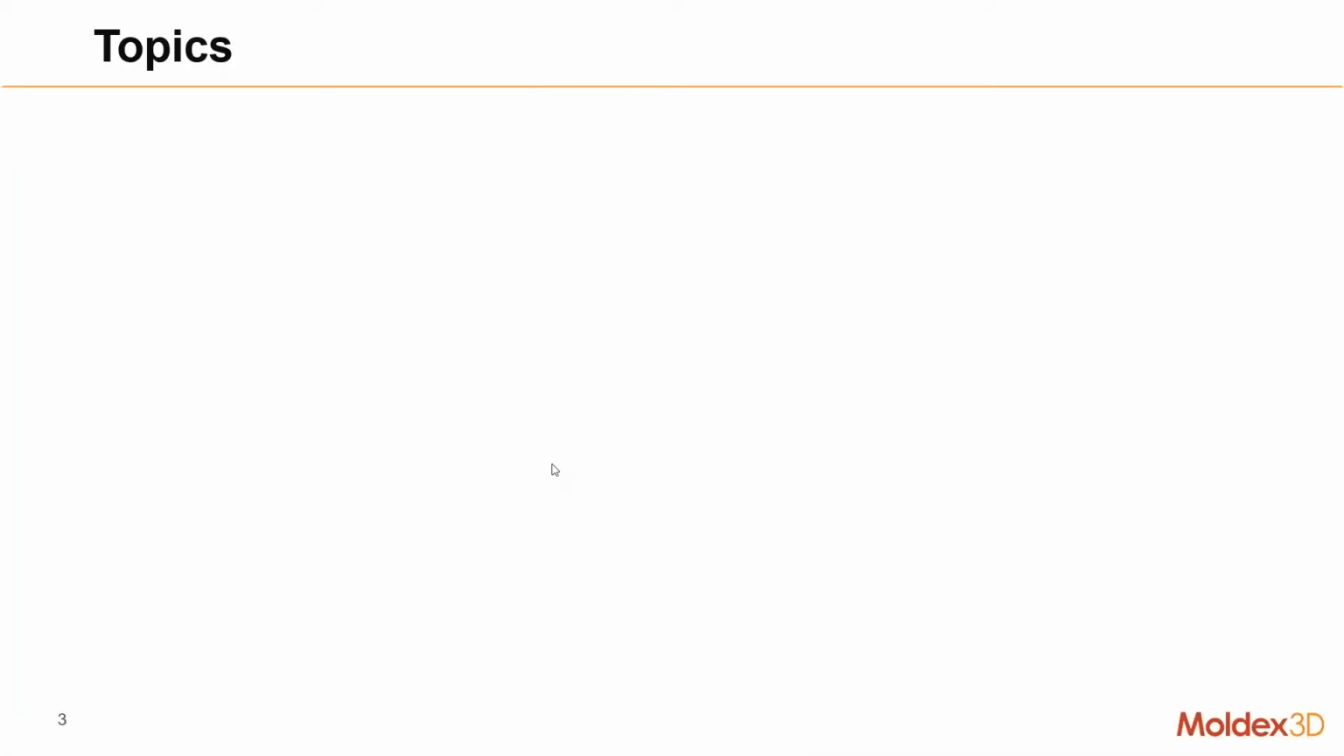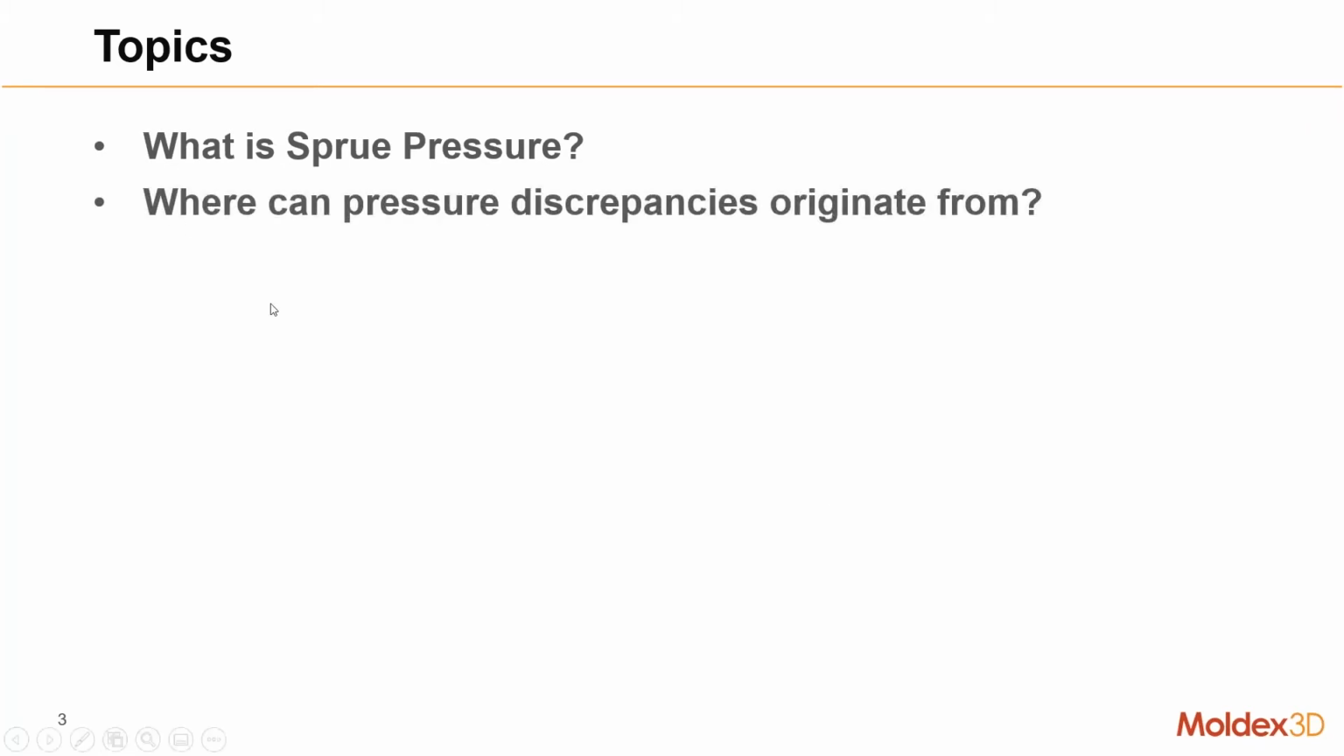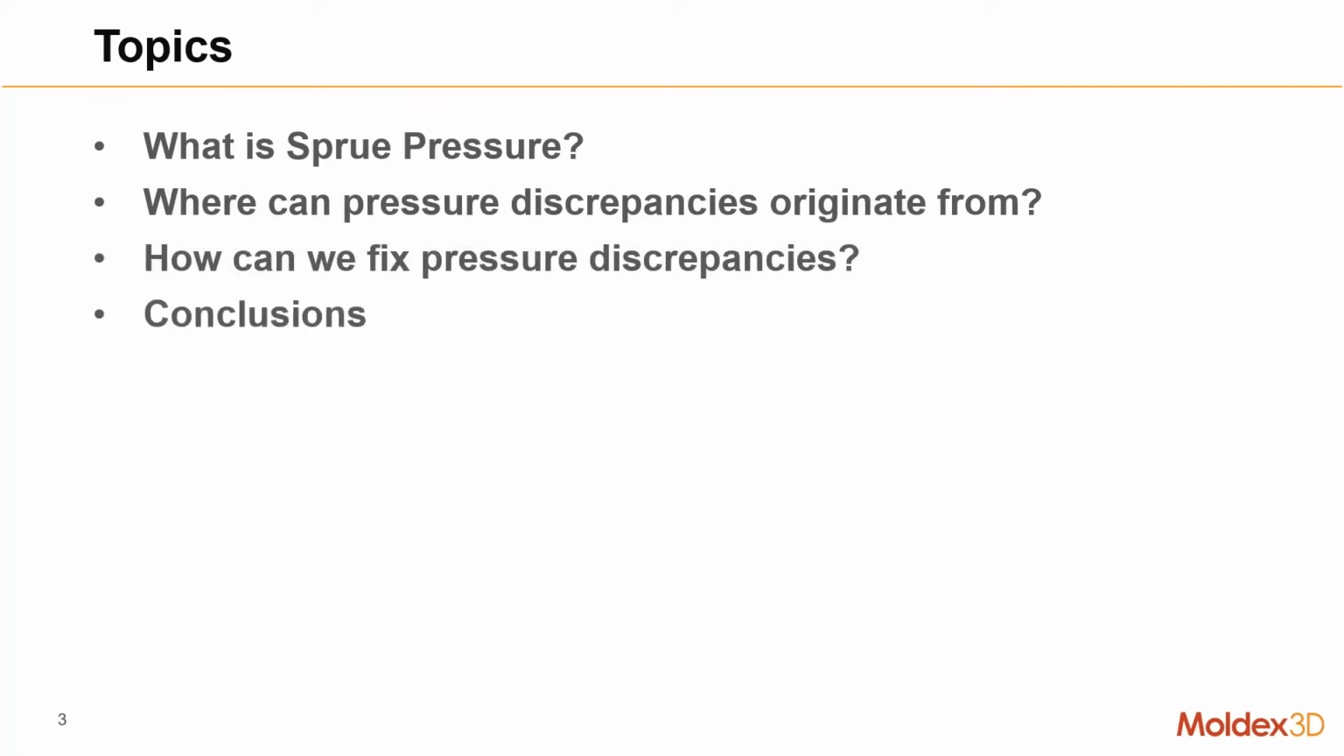All right, so the topics that we're going to be going over, first of all, what is sprue pressure? So maybe if anybody doesn't know what sprue pressure is, we're going to go over that for a little bit. Where can the sprue pressure discrepancies originate from? So what are the different causes? Where can we see these pressure discrepancies? How can we fix them? And some final remarks.